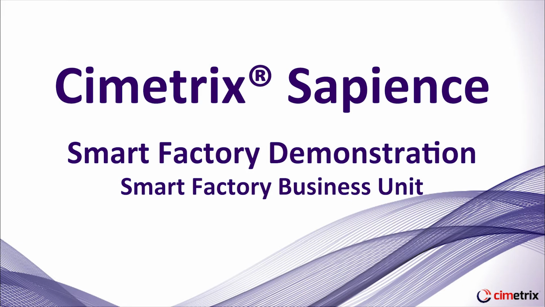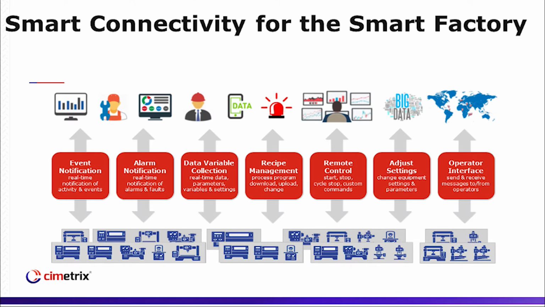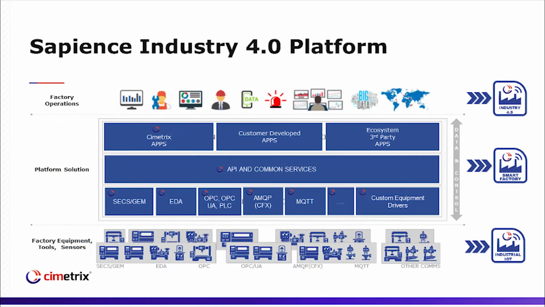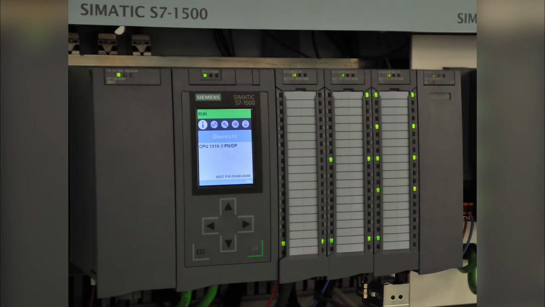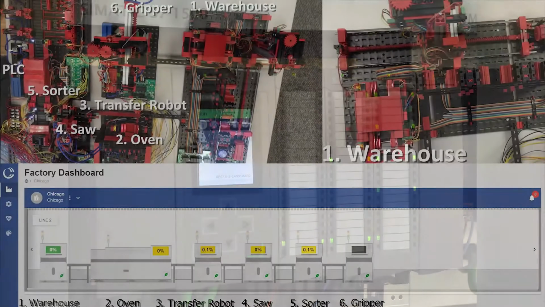In this video, we'd like to demo the Sapience platform, the latest from our Smart Factory business unit. Sapience was built to provide a common platform for all types of equipment. Here we see the factory simulator, which Sapience is monitoring with a warehouse, oven, and color sorter for red, white, and blue products. And here is the Siemens S7 PLC controller we monitor using the OPC UA protocol.